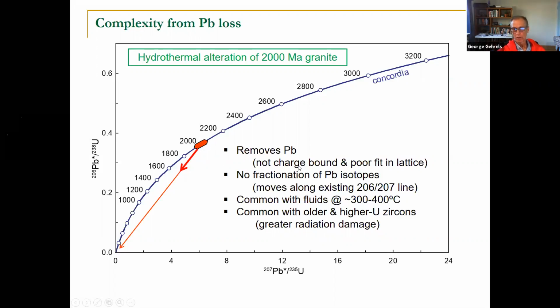It turns out lead is not charge bound in the crystal. It doesn't fit very well in the lattice. And so when you pump fluids through a zircon crystal, it's going to remove some of the lead. Probably not the uranium because it's charge bound and it fits well. So as you remove that lead, you're going to move down this line. If you remove 10% of the lead, you'll be here. If you remove 50% of the lead, you'll be here. And so this is what we call lead loss. It removes both 206 and 207.